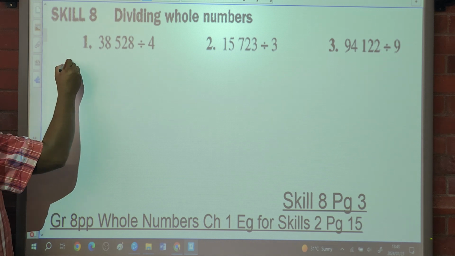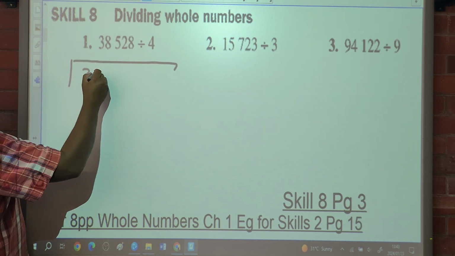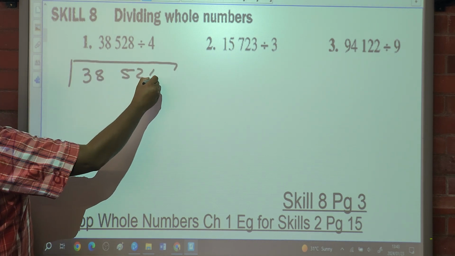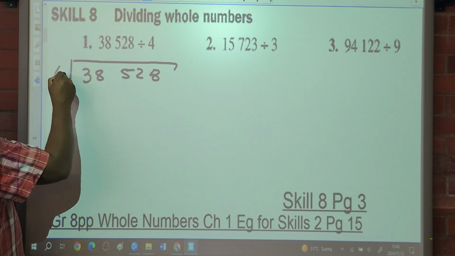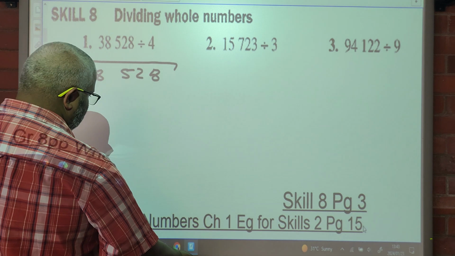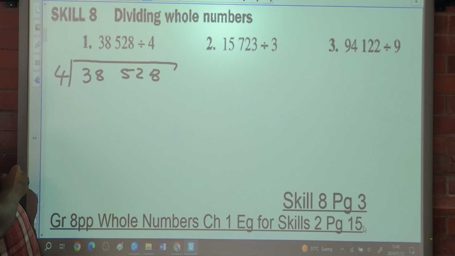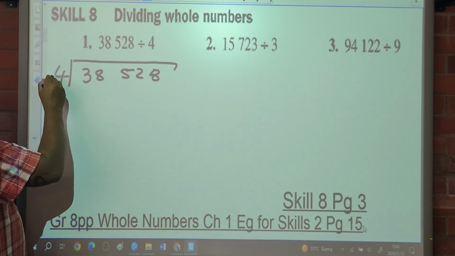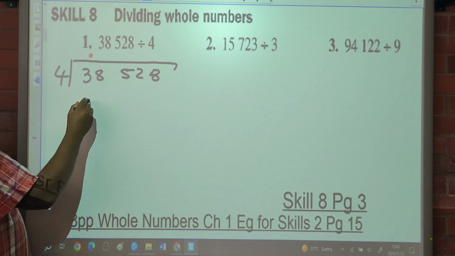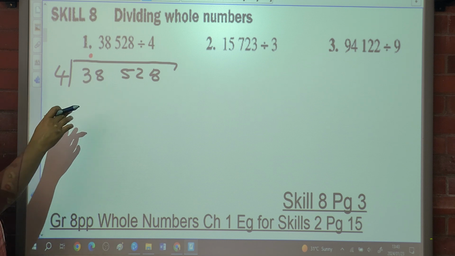So it's going to be 38,528 must be divided by 4. Can 4 go into 3 without the remainder? Sorry, can 4 be divided by 3? No. The number is now 38.